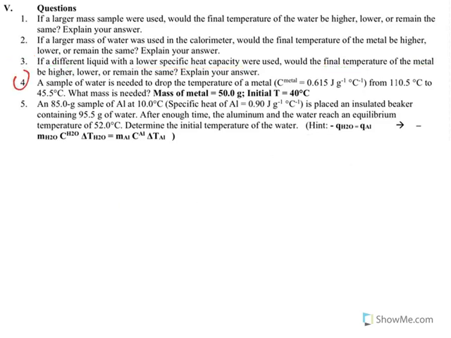Alright, now let's take a look at question number 4. A sample of water is needed to drop the temperature of a metal. We have the specific heat capacity of the metal. From, we have an initial temperature. To, we have a final temperature. What is the mass needed? This is referring to the mass of the water. The mass of the metal is given to us. We know that the initial temperature of the metal and the final temperature of the metal are 110.5 and 45.5, so this initial temperature must be referring to water. So we're trying to find the mass of the water.